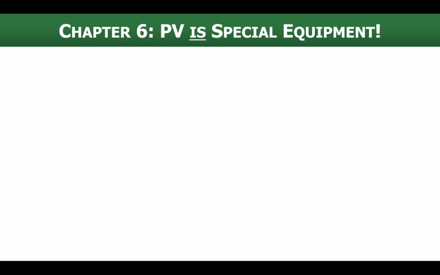Okay, so chapter 6. PV is special equipment. Hey, the code says it. Special equipment. That's the title of chapter 6. Article 690, solar photovoltaic PV systems.